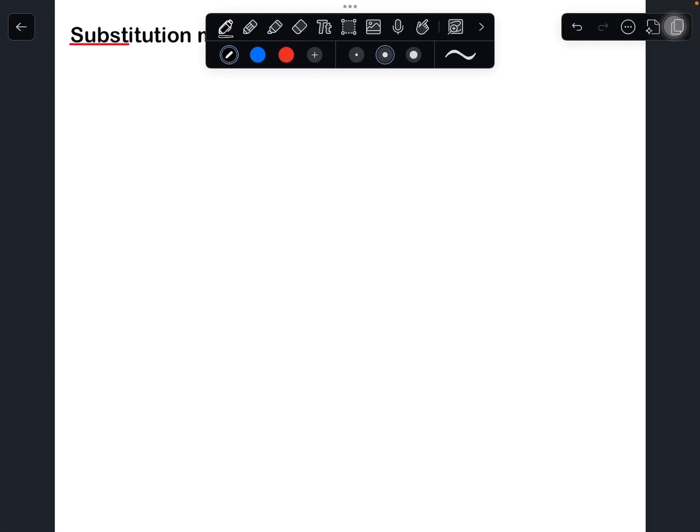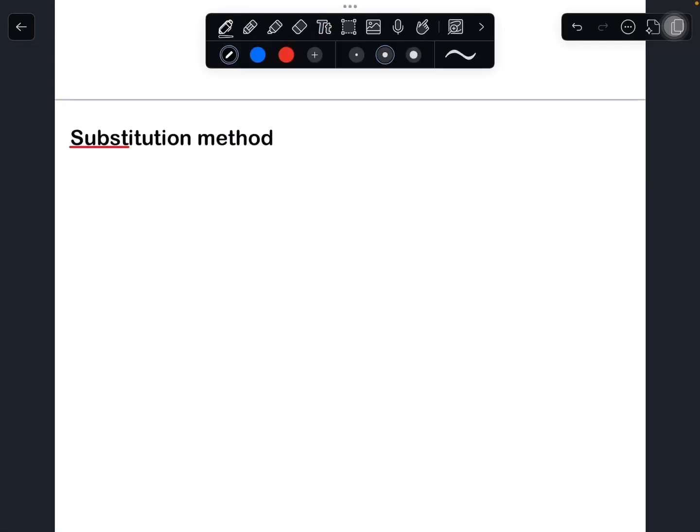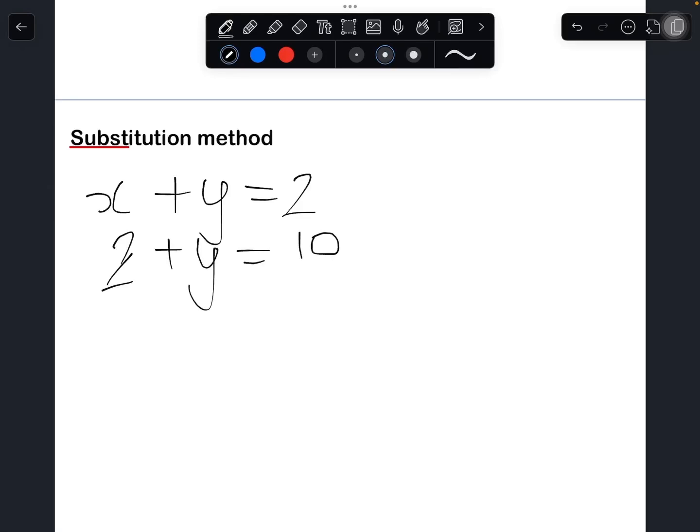Let's use an example. Let's say we had x plus y equals 2, and then 2x plus y would now equal 10. Okay, so 2x, my bad, 2x plus y equals 10. So how the substitution method works is we're going to make one of them the subject of our formula. So let's make y the subject of our formula using the first equation, right?